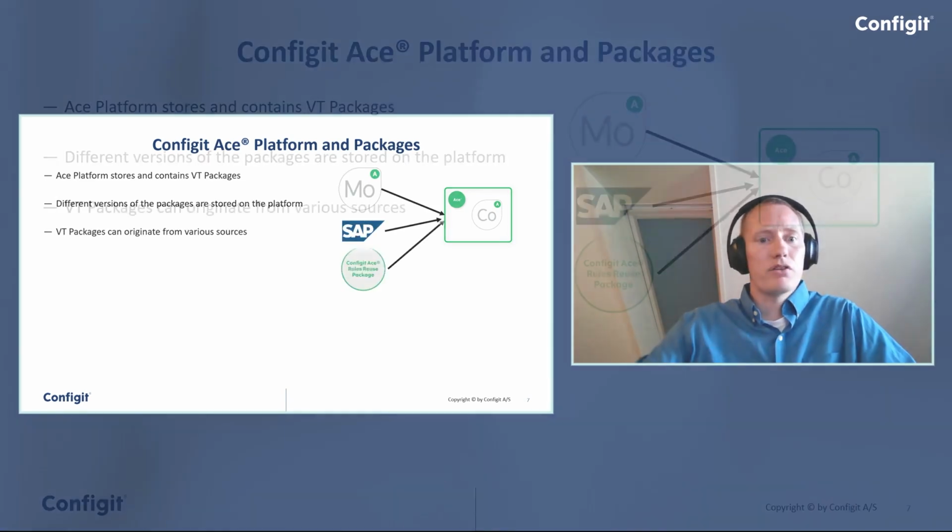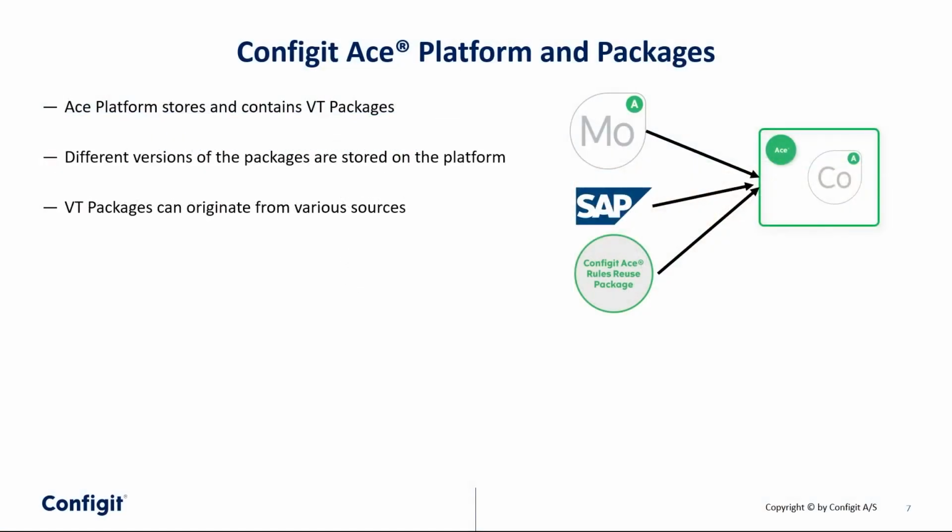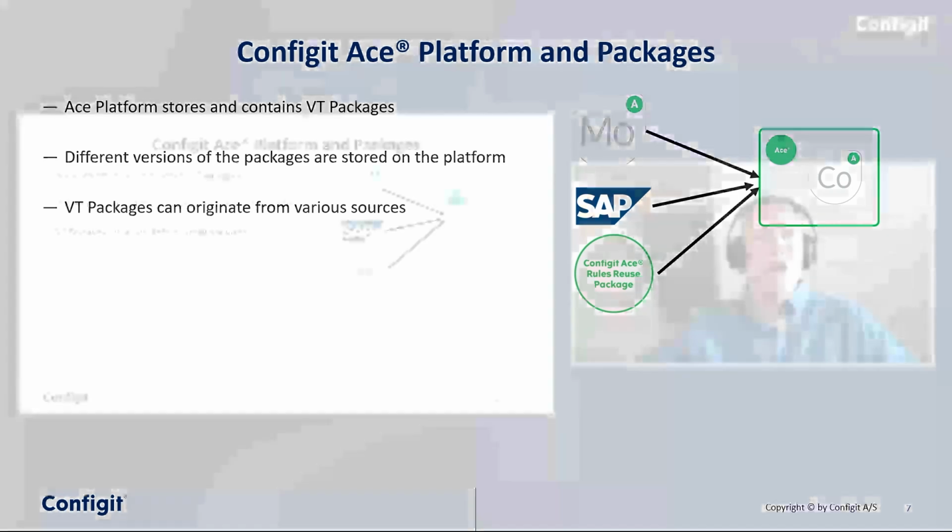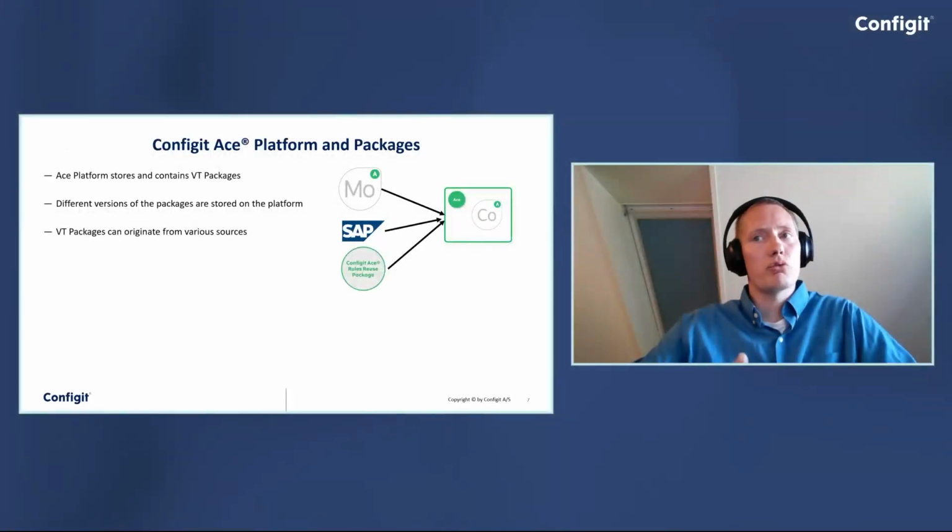The VT packages can also originate from various sources. The most simple one is where you have the rule authoring inside the ACE model, and you release your packages onto the ACE platform. But as was also mentioned by Henrik, we have an integration to SAP where you can take your KMATs and publish them to ACE Configure. And then we have our rules reuse package, which is where you can read data from your legacy system and get that onto the platform.